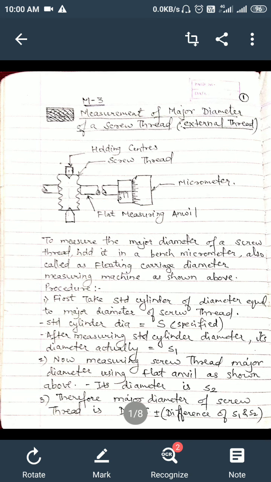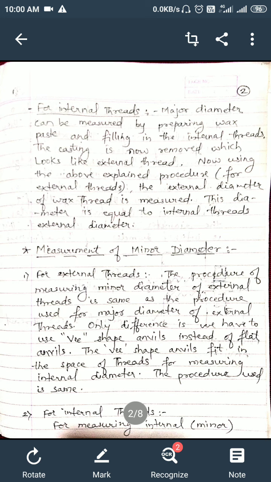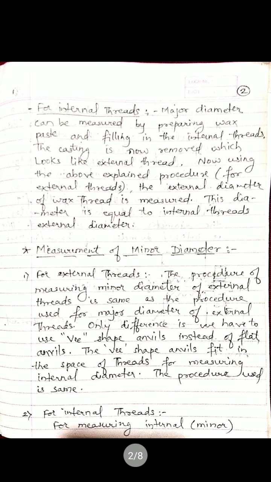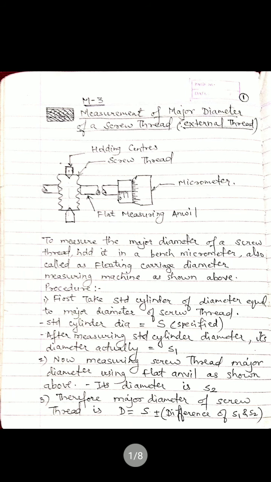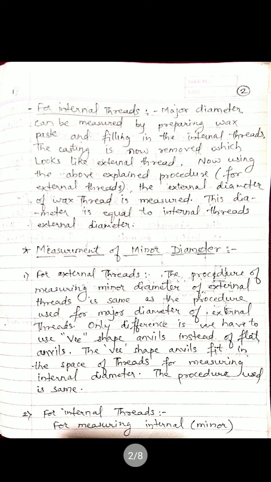Fit it into the V shape of the threads, and then using the same procedure of measurement of major diameter of external threads, we have to find out the minor diameter. Here, I have explained the procedure of measuring minor diameter of external threads is the same as the procedure used for major diameter of external threads. The only difference is we have to use V-shape anvils instead of flat anvils. The V-shape anvils fit in the shape of the threads for measuring the minor diameter. The procedure is explained in the first page. Okay.